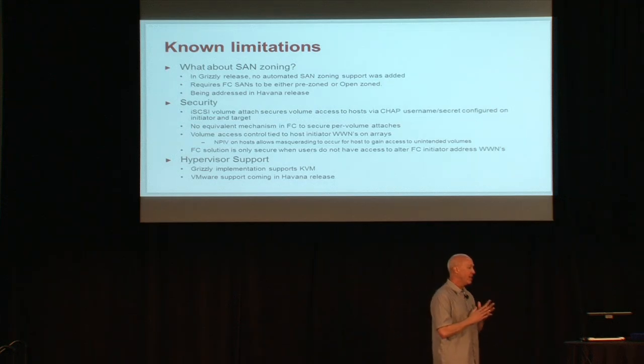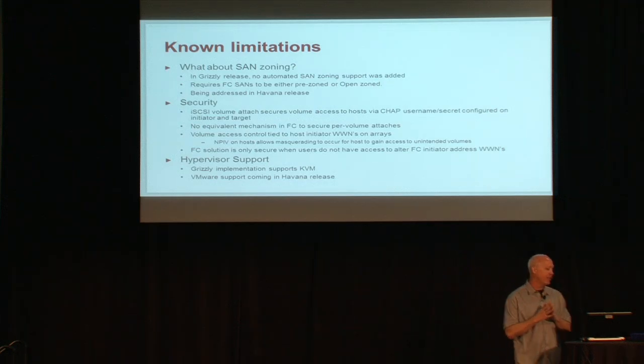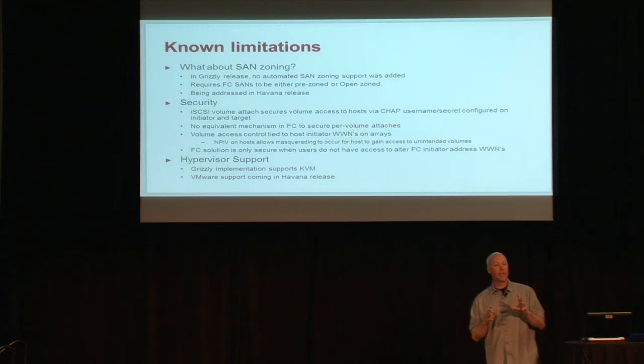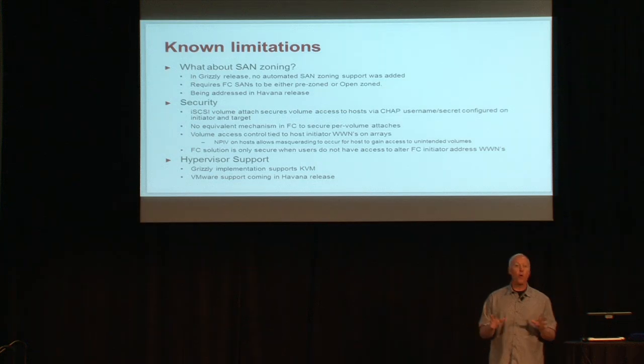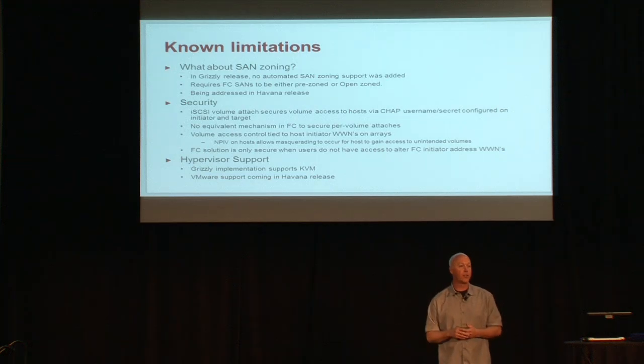Okay, so that does bring in some limitations. It requires then, in what's in Grizzly in this first phase, that the SAN either be open zoned or be pre-zoned. Since there's no automated zoning, one of those approaches is what you need to do. Or if you want, I suppose you could take one of the drivers or build your own driver and build in zoning as part of it.